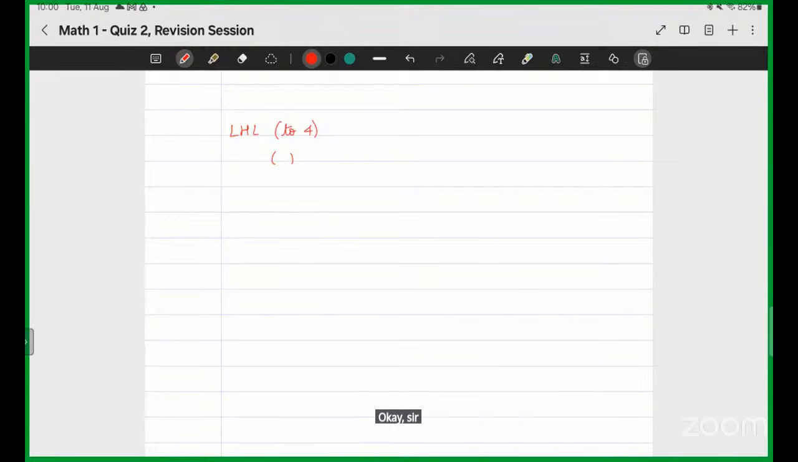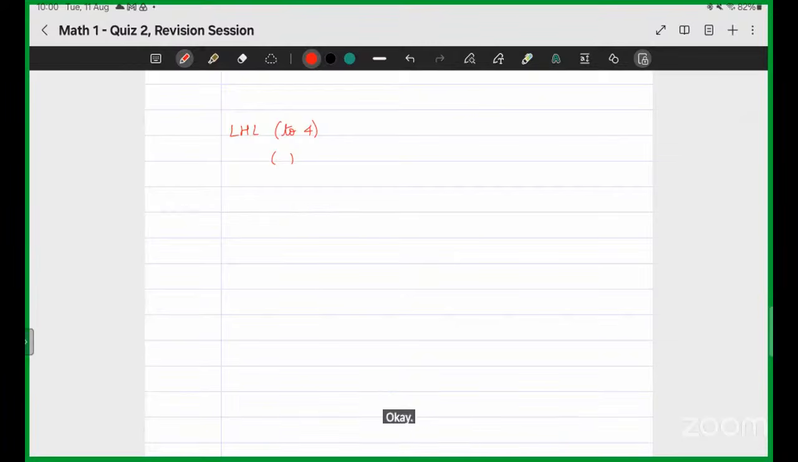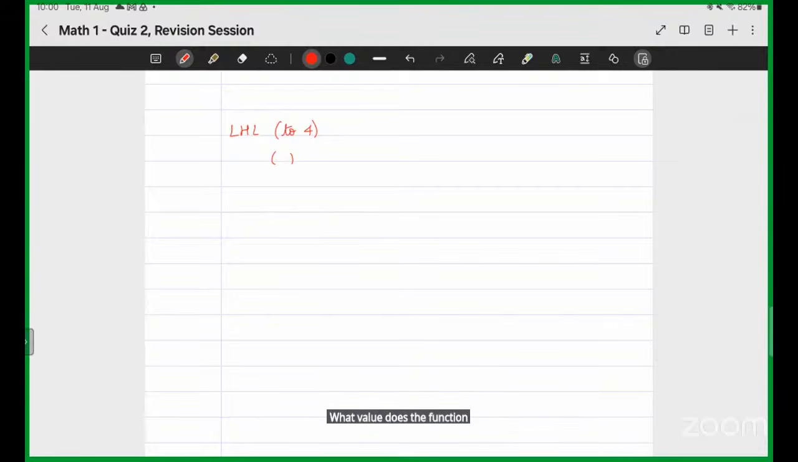Right? 3.99 is closer. Of course, if you have 100 more nines, that is much closer, but it is still very far from 4 from a certain point of view. So what is important is not what value it is at 3.9, but as you increase from 3.9, the closer you get to 4, what value does the function go to? That is what is important.